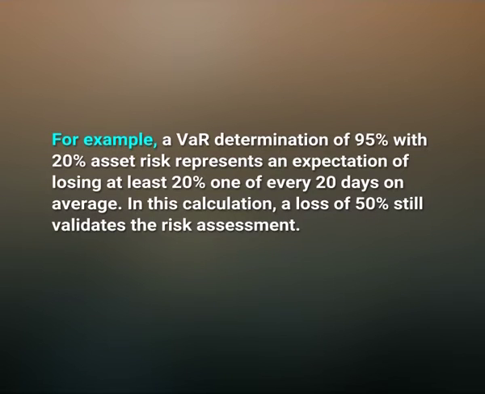The assessment of potential loss represents the lowest amount of risk in a range of outcomes. For example, a VAR determination of 95% with 20% asset risk represents an expectation of losing at least 20% one of every 20 days on average. In this calculation, a loss of 50% still validates the risk assessment.